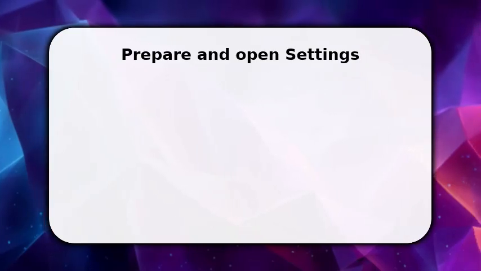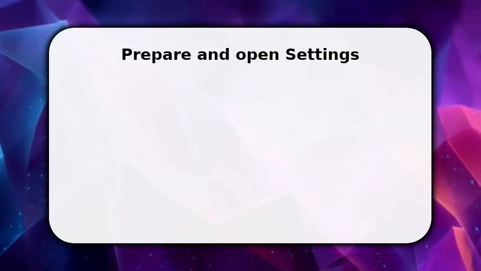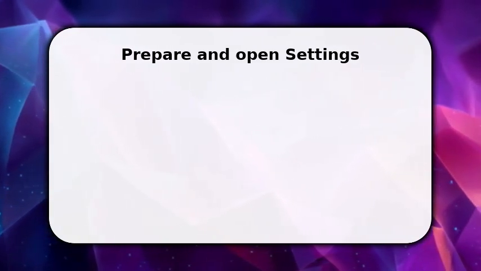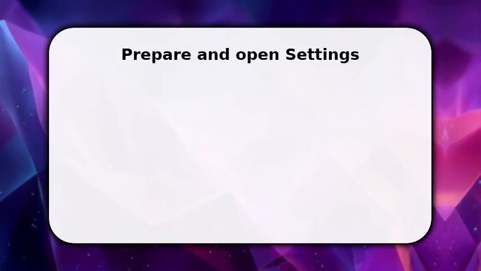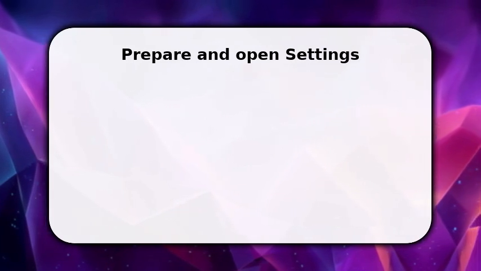You start by preparing the device. Unlock it and make sure battery level is adequate so the change sticks. Open settings right away. If TalkBack is speaking, use two-finger swipe to scroll and double-tap to activate items.